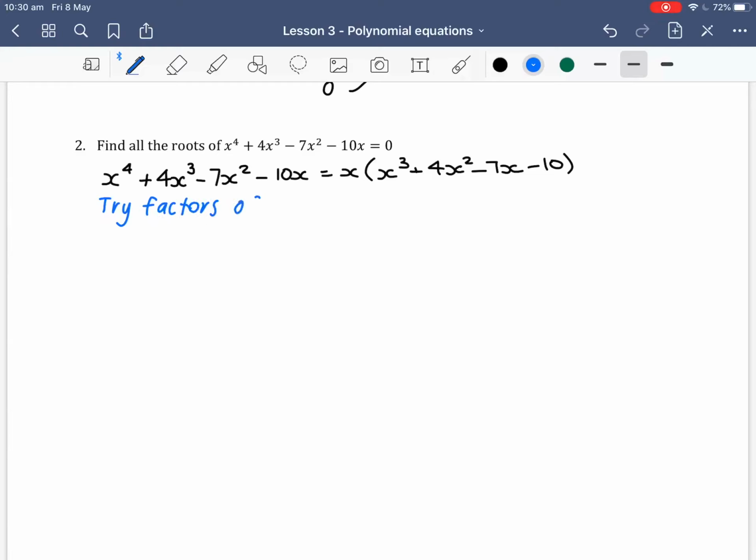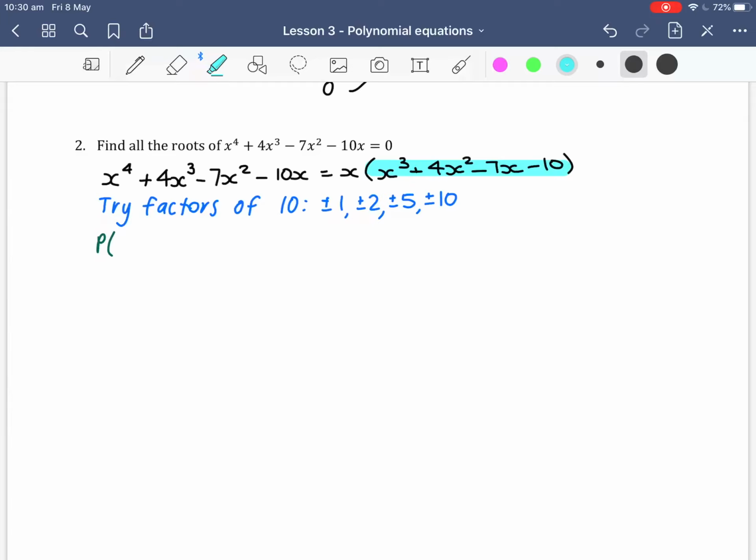And then we're going to try factors of 10 now that we have a constant, which is plus or minus 1, plus or minus 2, plus or minus 5, and plus or minus 10. So we're going to start off with 1 and try to see if that works. We're going to sub it into just this part of our polynomial, because we've already taken out our factor. If you sub it into the polynomial given to you in the equation, you'll still get the same answer. So that doesn't work.